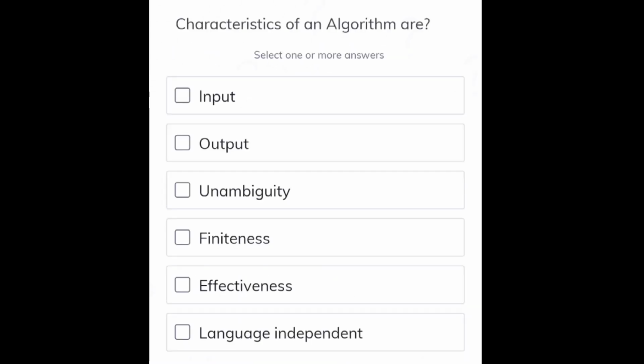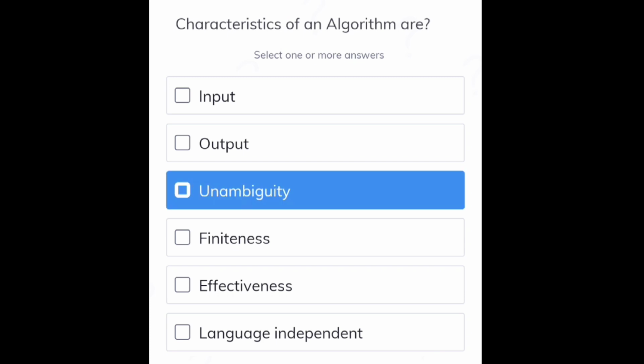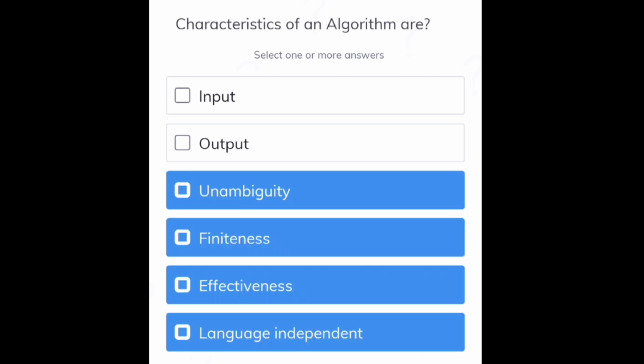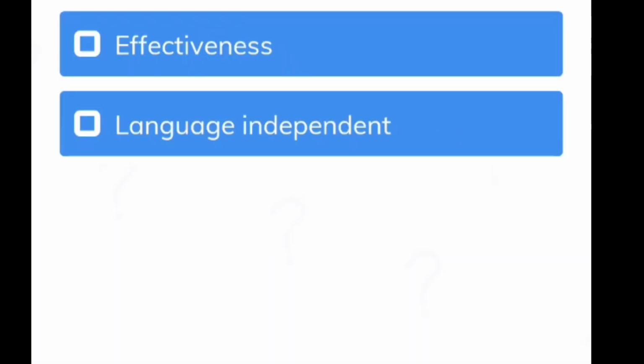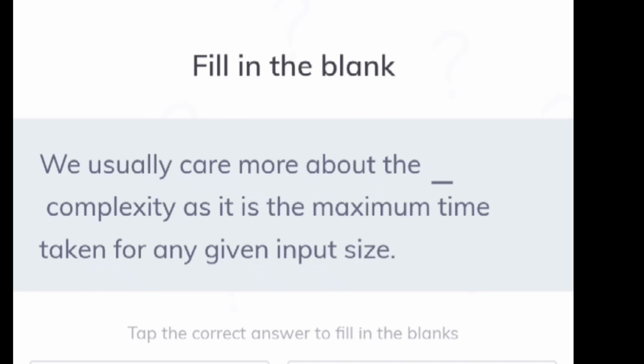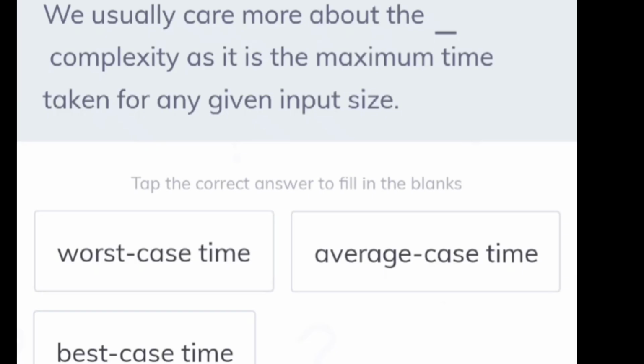Characteristics of an algorithm. Unambiguity, finiteness, speed, language independent, output, input, all are there. These are the characteristics of an algorithm. Yeah, correct. Fill in the blanks. We usually care more about the complexity as it is the maximum time taken for a given input size. This is worst case time.